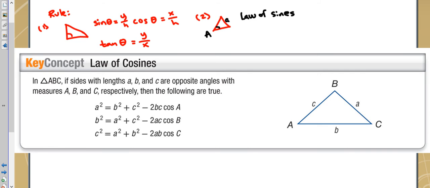Okay? Now, example 3 is a lot like example 2. So we have something that's not right, so something like this, but this time, what you have is you're given an angle, and you're given two sides. But they're not side A, so you have side, angle, side. If you have that, you use law of cosines.